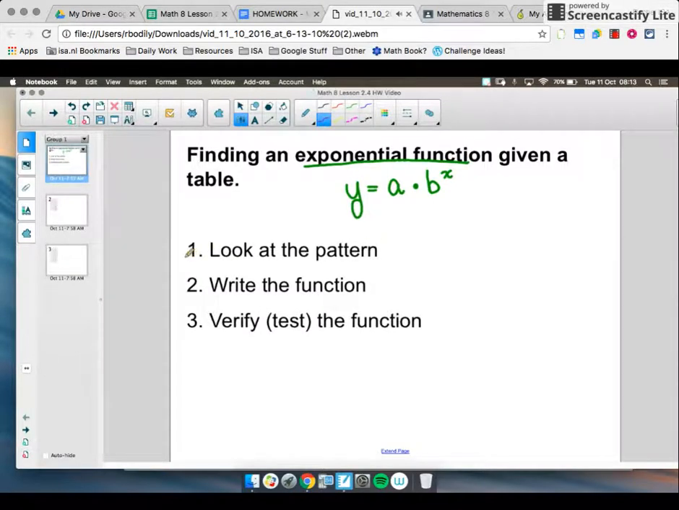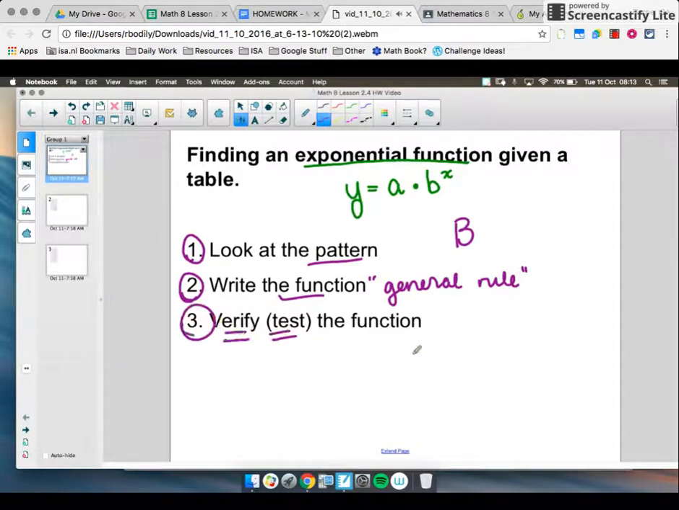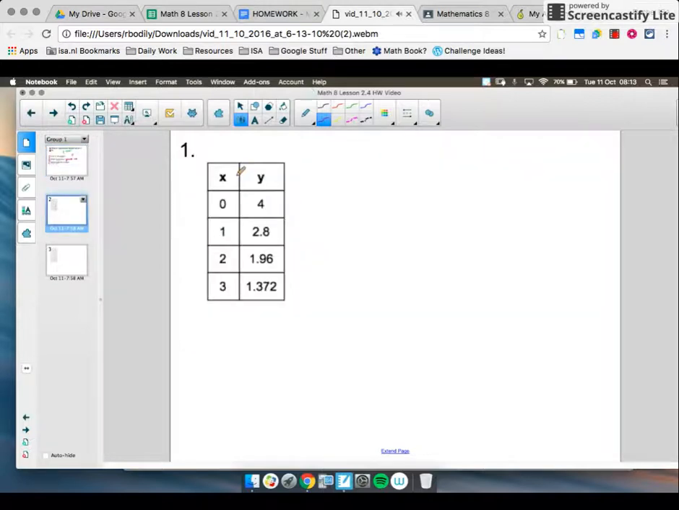And what we're going to do for pattern B, investigating patterns, is first, of course, look for the pattern. Then we're going to write some function or general rule. And then we're going to verify or test that general rule. So let's look at number one.